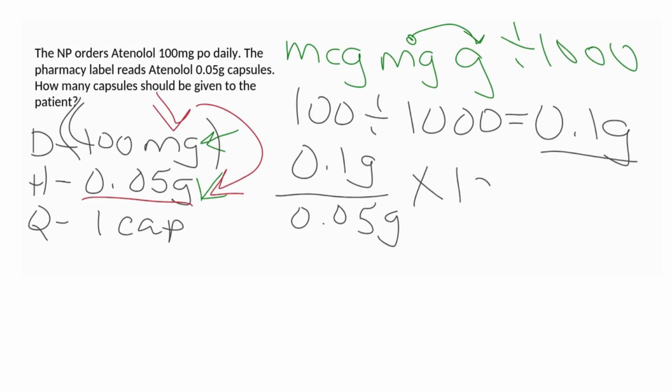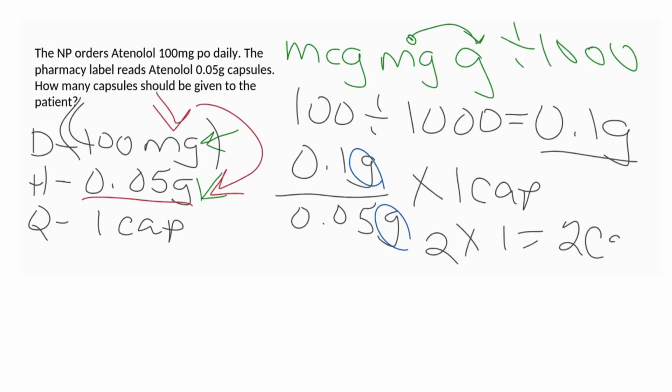Times 1 capsule. Now you can see that our grams, let's emphasize that, gram to gram, are equal. So now we can divide 0.1 by 0.05, and when we do that, we get 2. Then 2 times 1, of course, is 2 capsules.